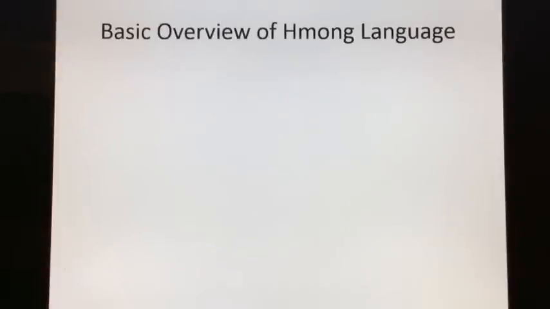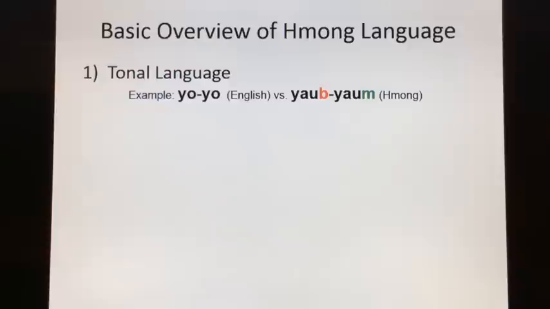Before I get to the three simple steps, it'll help you to have an overview understanding of the Hmong language. Just three simple points. First of all, the Hmong language is a tonal language. For example, when you say the English word yo-yo, even though the first syllable has a rising tone and the second syllable has a falling tone, it's spelled the same way. Versus in the Hmong language, each tone is spelled differently.